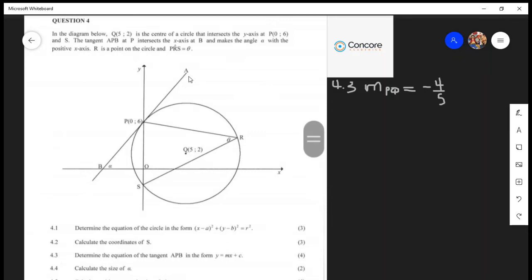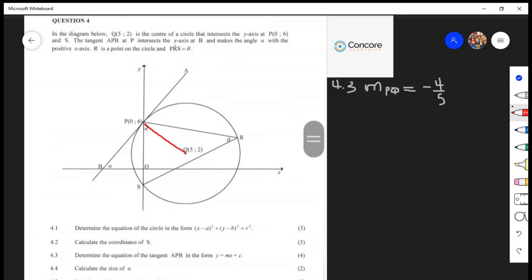So in order to use the perpendicular option, we need to have the gradient of the line that's perpendicular to our tangent. Does everyone understand that so far? Yes, sir. Okay, so in the line that's perpendicular to our tangent, remember the radius of a circle is always perpendicular to the tangent of that circle. So therefore we know we need to calculate the gradient of our radius, which is line PQ.